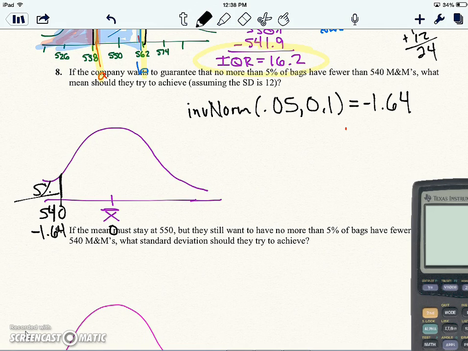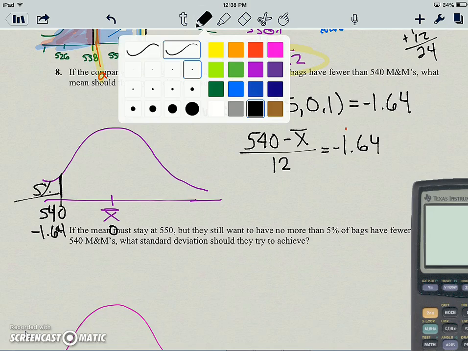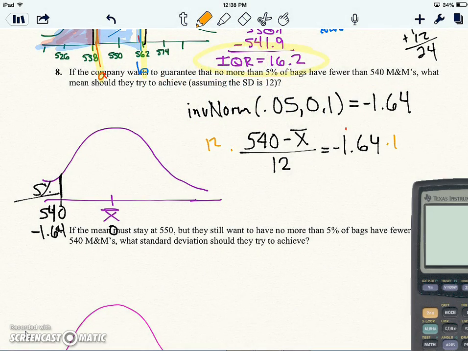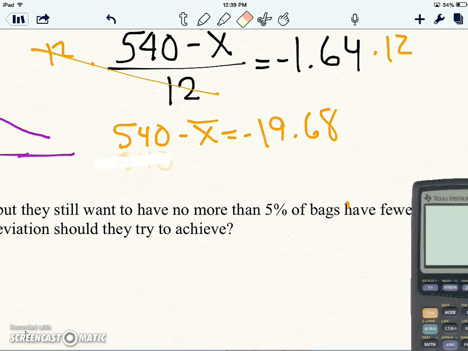Okay, and then we put it into our z-score formula. So the point we know is 540 minus the average we want to find, divided by 12, equaling negative 1.64. Go ahead and times both sides by 12. And you would get 540 minus x bar, and that is negative 1.64 times 12. That gives you negative 19.68, minus 540 from both sides. Again, some of you can just see how to do this in your head. Thought I'd give you one example of the algebra.